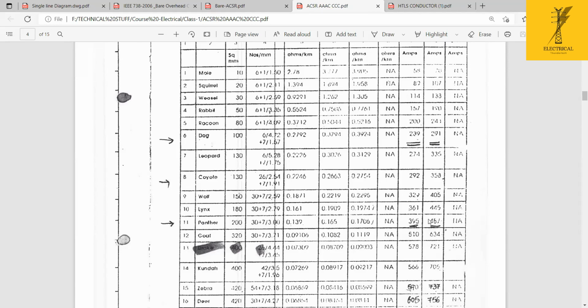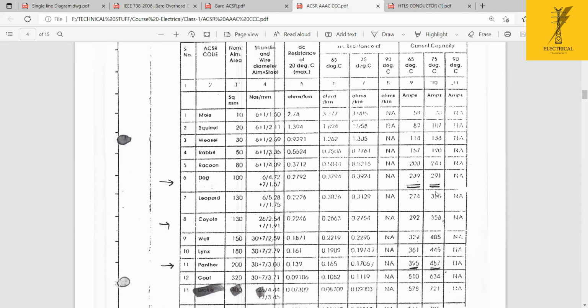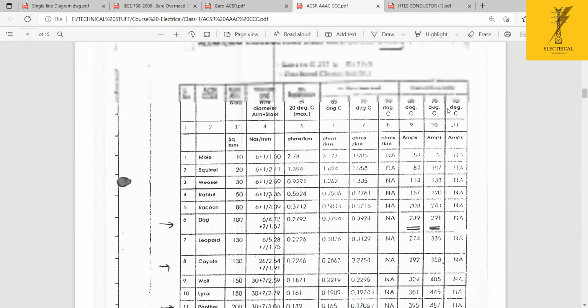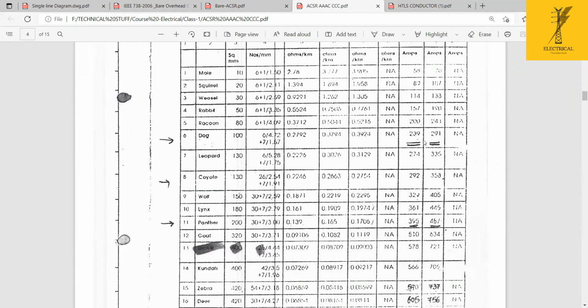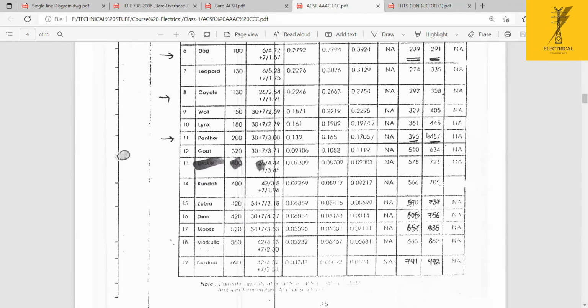ACSR panther can carry 467 or 487 amps at 75 degrees. Beyond that it is not applicable, because the maximum temperature that the ACSR panther can withstand is 75 degrees. So at 75 degrees, you can pump only 487. So 487 is the ampere rating of my panther conductor. These are already given in a table, so you can select the current carrying capacity by seeing the tables also. By seeing the tables also, we will take these considerations.